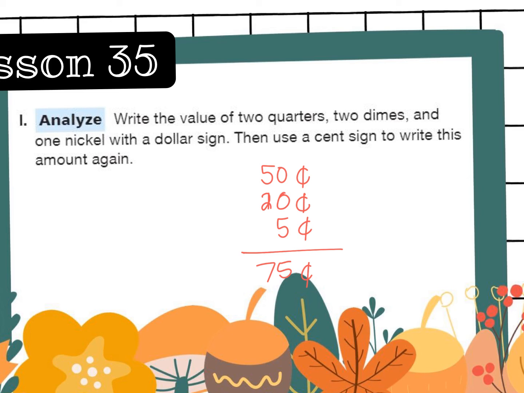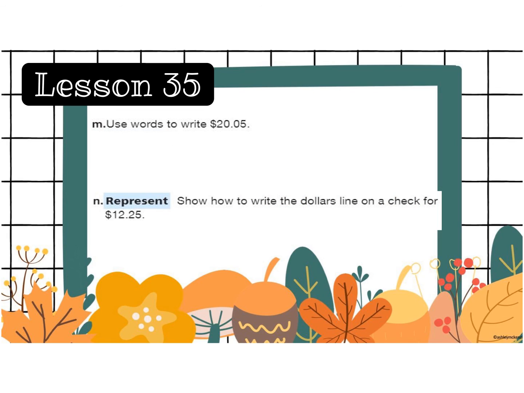Lila. Put a dollar, then you do 0 and then 75. Very good. Perfect. Okay, one last one. On this one, it says use words to write $20.05. How do I write that out? Wait, it's $12.25. What? You said $20. Oh. Oh, you're looking at the next one.